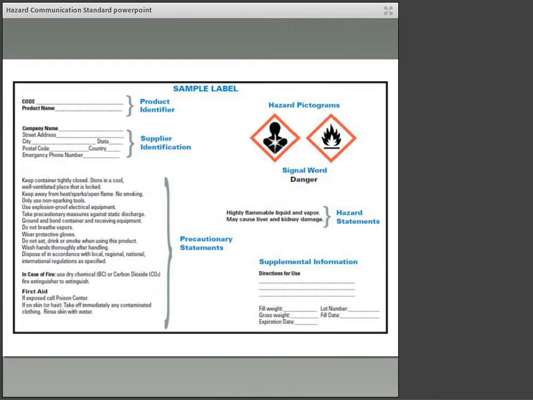OSHA's HAZCOM standard requires 6 specific label components: product identifier, signal word, hazard pictogram, hazard statements, precautionary statements, and the supplier's identification information. Let's take a closer look.